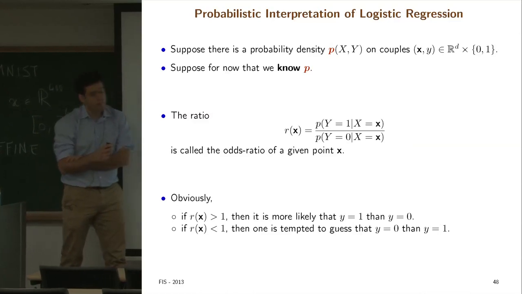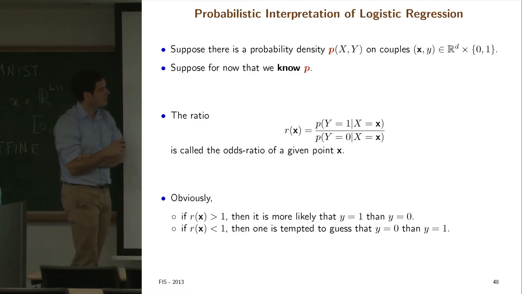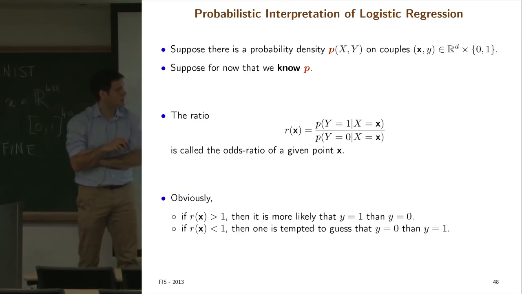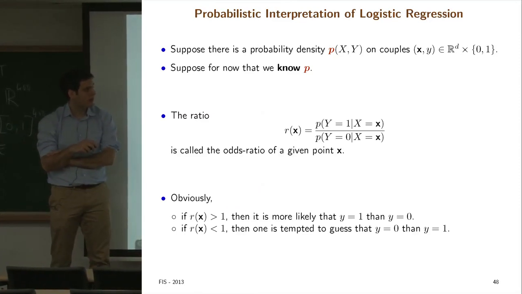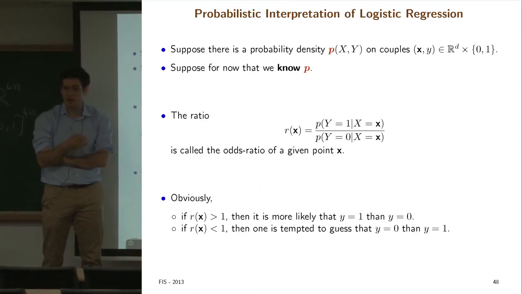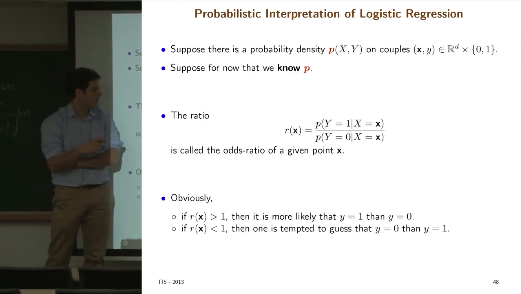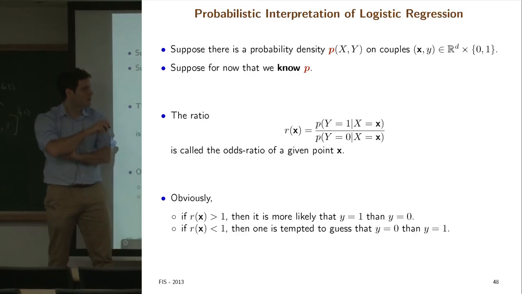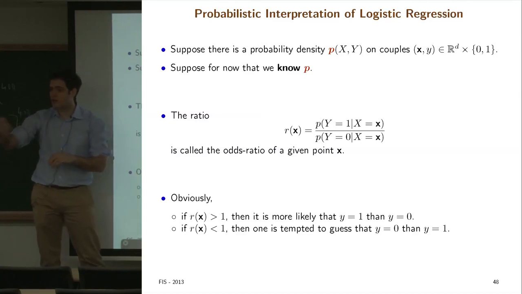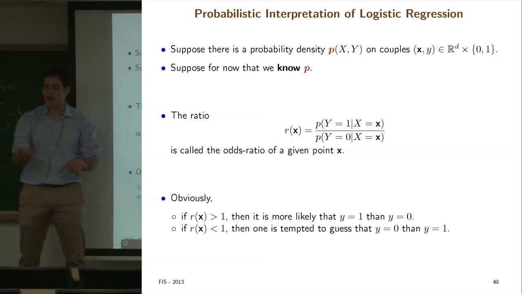So let me just give you a probabilistic interpretation of logistic regression. So suppose there is a probability density P of xy on couples x, y. So the first half is your observation, the second half is the value you're trying to predict, the binary value. So we will use this setting a lot from next lecture. The fact that we assume that all the observations that were found in nature that someone gave to you arise from samples of a density.